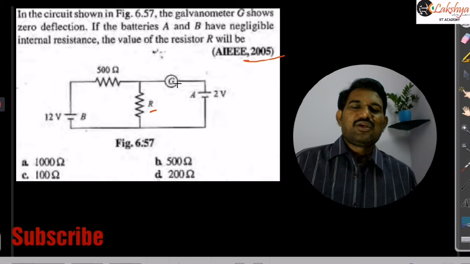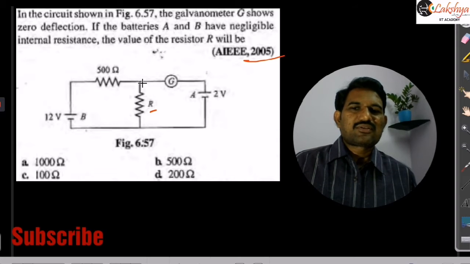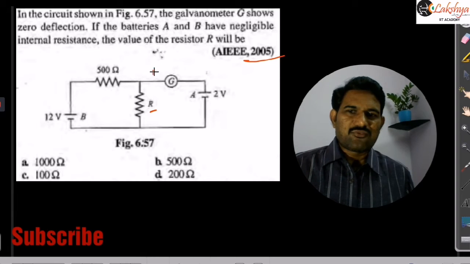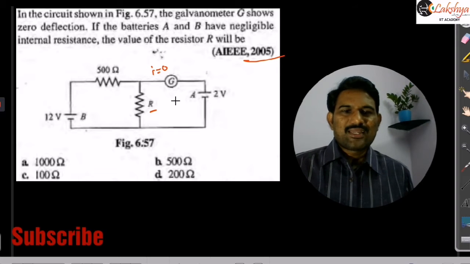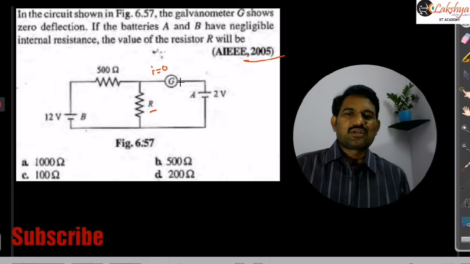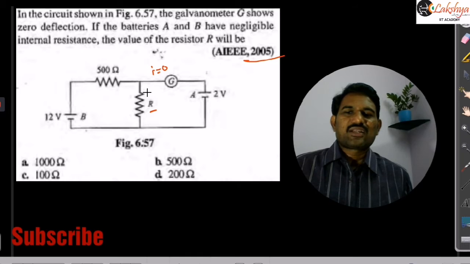When the galvanometer shows zero reading, it means there is no current flowing here. That means the current flowing in this path will be equal to zero. No current is flowing here, right? So when there is no current, even though the circuit is a closed circuit, there is no current flowing. When the current flowing in the circuit is zero, the potential difference across this resistance must be equal to the EMF of the cell.